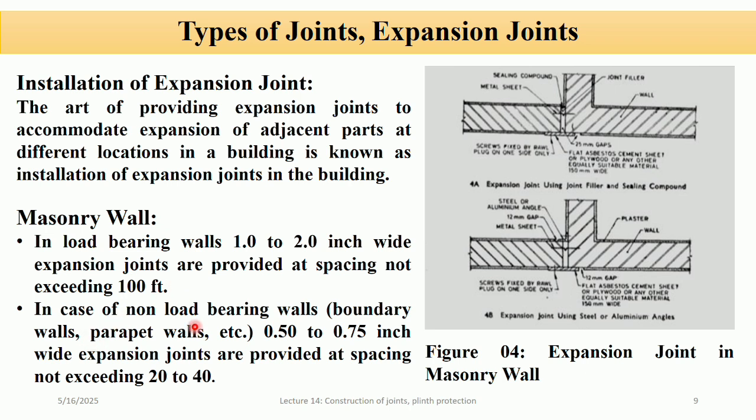And in a non-load bearing wall, these are not taking the loads of floors and roof, etc. In this, the expansion joint width is from 0.5 to 0.75 inch, and the spacing between the joints is 20 to 40 feet. These thinner walls are more vulnerable to cracking, so joints must be provided more frequently to relieve stresses.